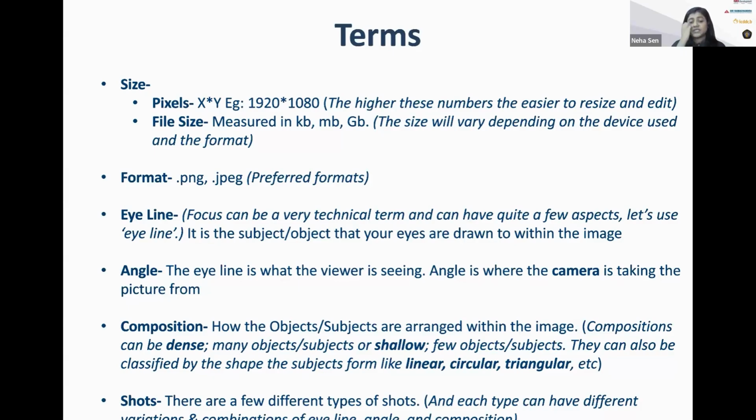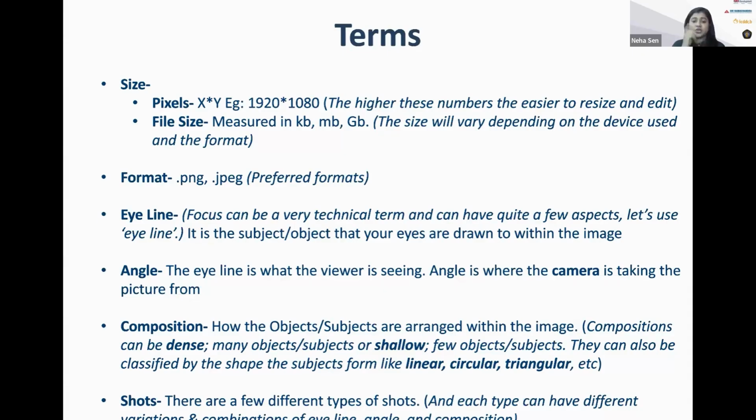Composition. Composition is essentially what's in the image, the objects and the subjects that are within the image. They can be dense if there are quite a lot of subjects and objects, or they can be shallow. They can also be classified in terms of the shape that the various subjects are making. I'll show you through examples, but just in terms of definitions, that's what composition means.